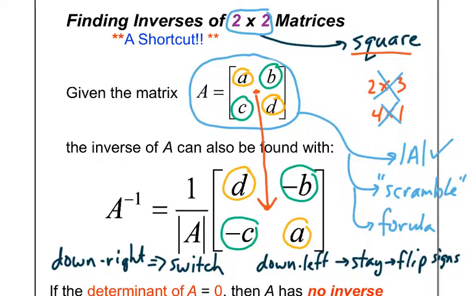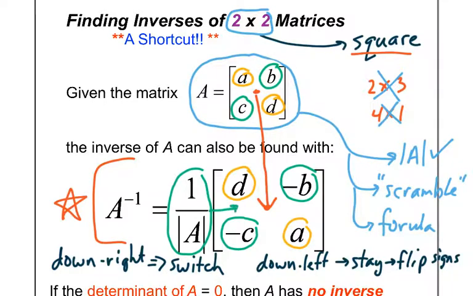Okay, and then we plug it into this formula. Here's your formula, friends, for the inverse of a matrix. Once you find a determinant, it becomes 1 over the determinant of A. That's what those bars mean. And you're going to multiply that as if it's a scalar into our scrambled matrix.